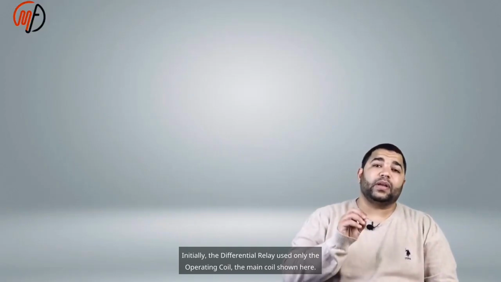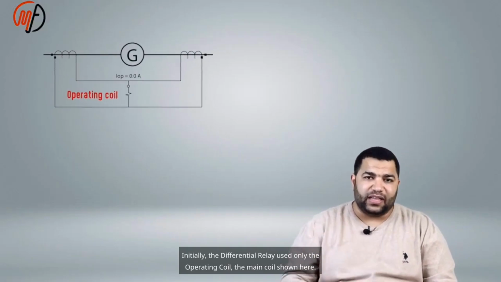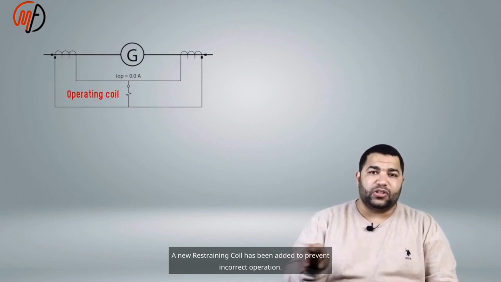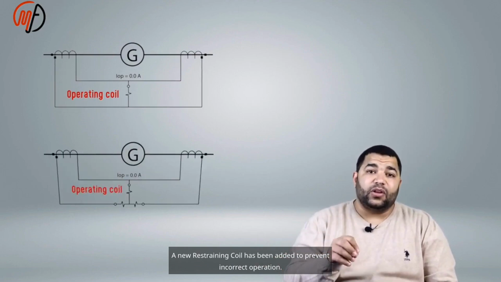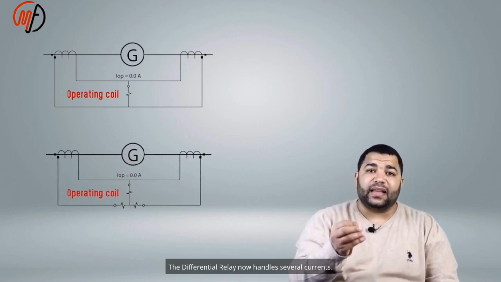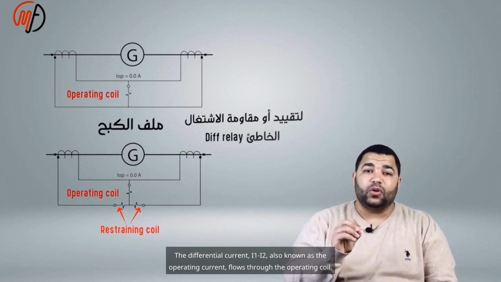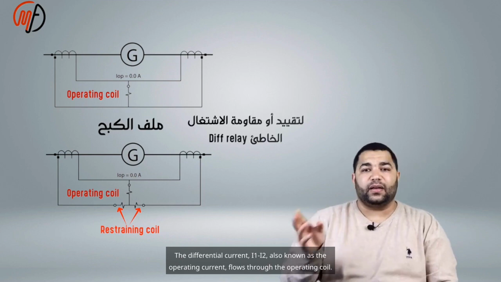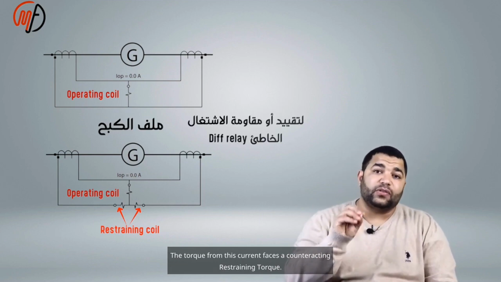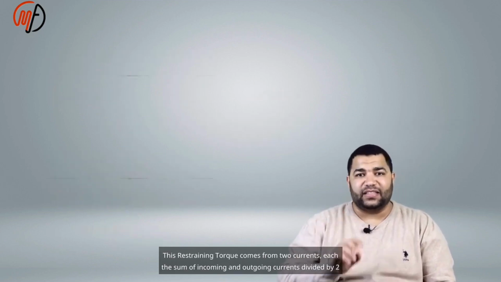Initially, the differential relay used only the operating coil, the main coil shown here. A new restraining coil has been added to prevent incorrect operation. The differential relay now handles several currents. The differential current, I1 minus I2, also known as the operating current, flows through the operating coil. The torque from this current faces a counteracting restraining torque.